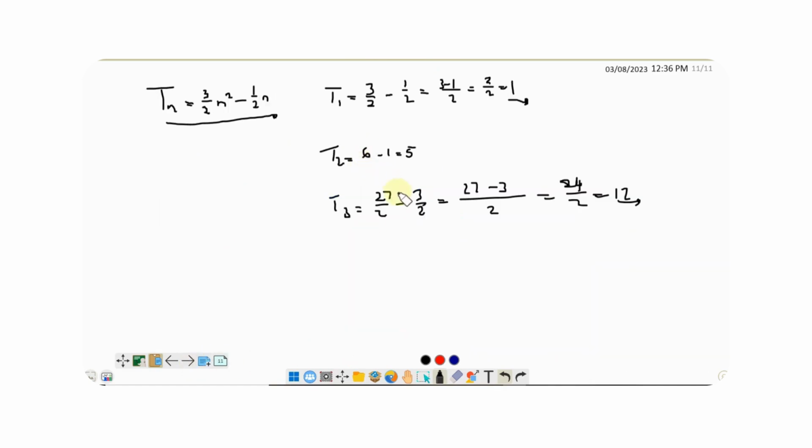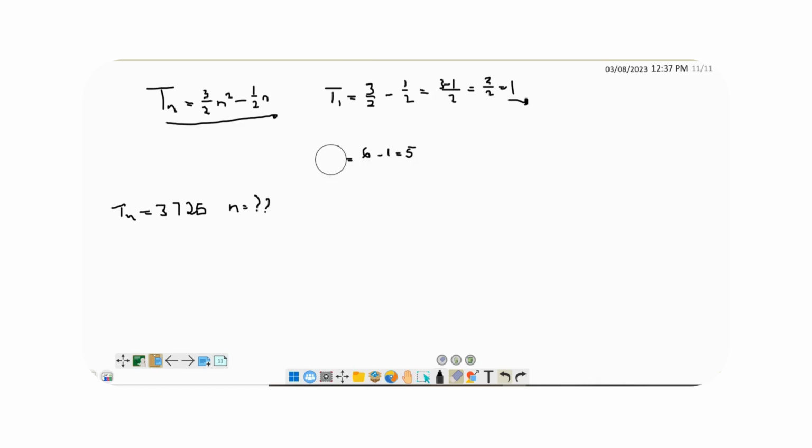So if they say Tn is 3725, and they say find n, let me remove this, because this was just a way of doing the quadratic. So we have the formula and we're given the term value, and we need the term number.